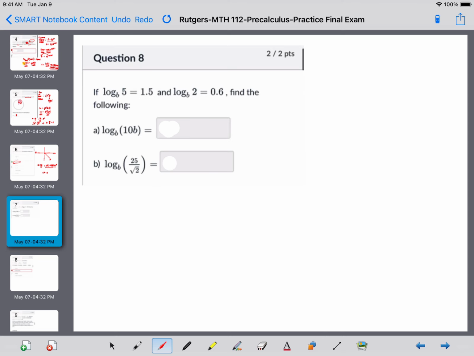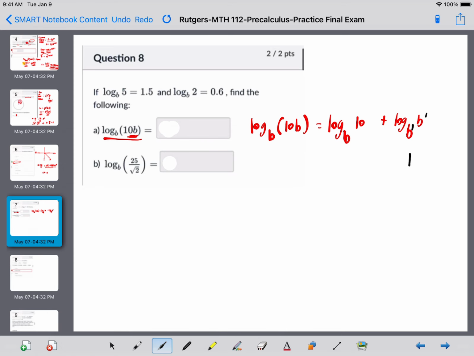If log base b of 5 equals 1.5 and log base b of 2 equals 0.6, find the following. So this will be your product law because there is multiplication inside the logarithm. That means you could separate by addition. So I'm going to separate what's being multiplied inside by addition. This b is an exponent of 1. This b is an exponent of 1.